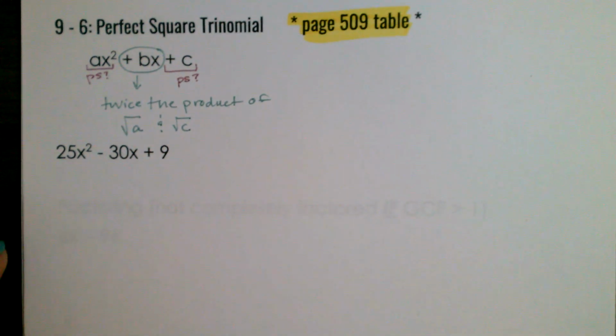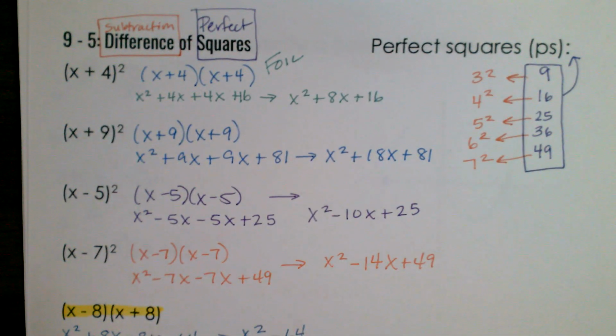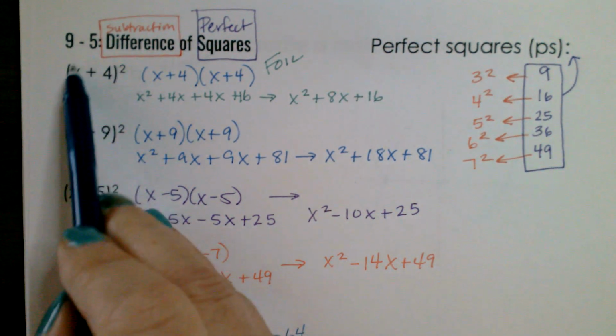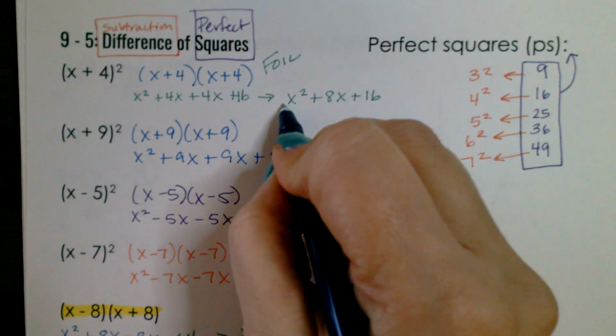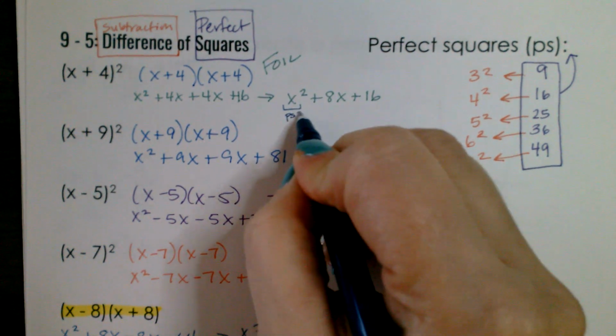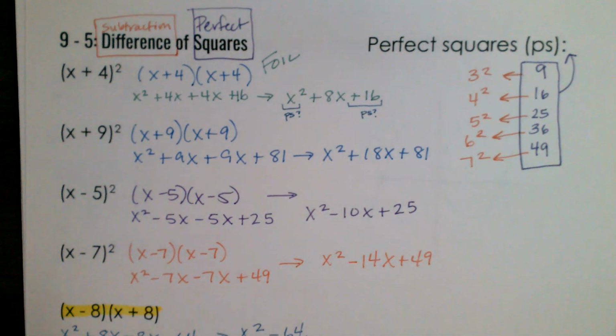Now I do realize writing words in math sometimes can be a bit much. It's so much easier for me personally to apply it to numbers. I flip back in my notes to what we just started lesson 9.5 with. We took x plus 4 and squared it. And when I was done, I ended here. Is this a perfect square? Yes. Is this a perfect square? Yes. I'll come back in just a moment and touch on that again.